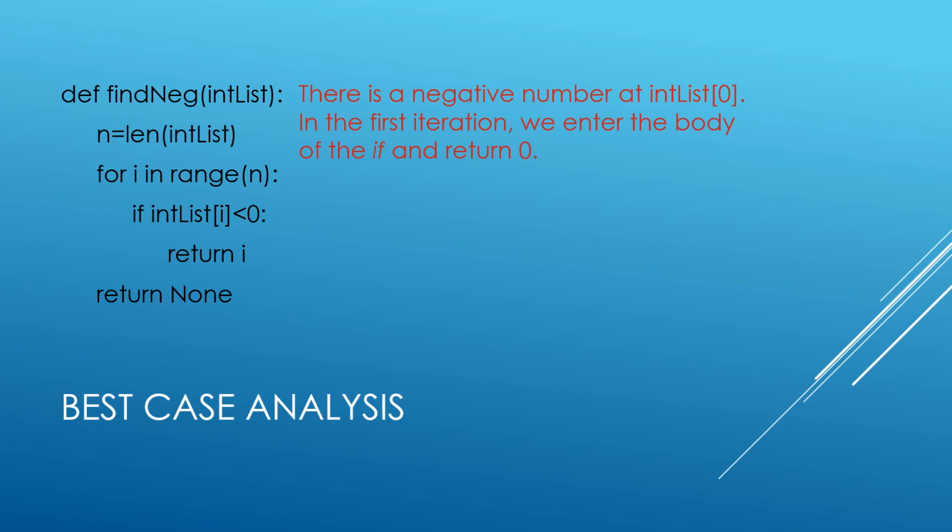So n equals len of int list is O(1). The for loop iterates just once. This is O(1). Inside the for loop, a condition is checked, O(1). Moving into the if, I return a value, O(1) again. All of this is happening in a sequence. So O(1) plus O(1) plus O(1) plus O(1). The best case analysis is O(1).